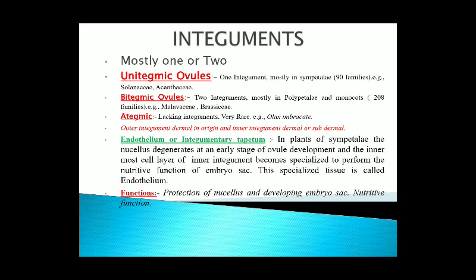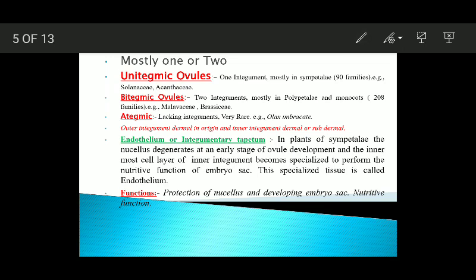Now the details of integuments. Mostly the integuments are one or two in number, and accordingly the ovules are of different types. Unitegmic ovules possess one integument and they are present mostly in the sympetalae.